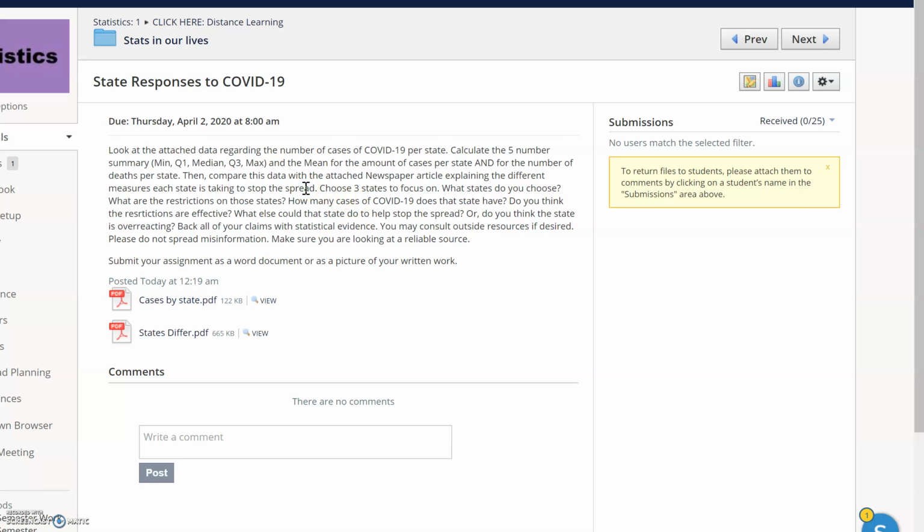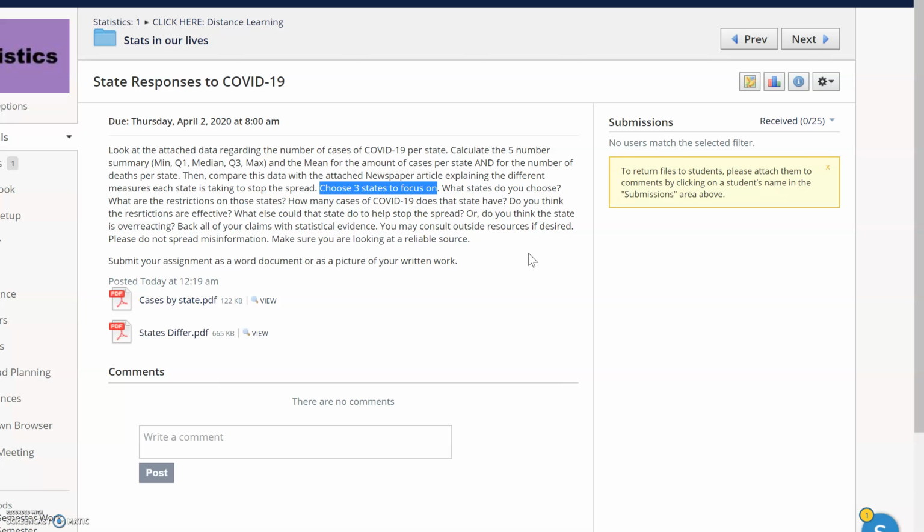to stop the spread. So I know that there's 50 states, right? So that's a lot of states to look at. So I just want you to choose 3 states to focus on. You're going to answer the following questions about those states. So first off, let me know what states you're choosing. So if you're picking California, Ohio, and Hawaii, tell me those.